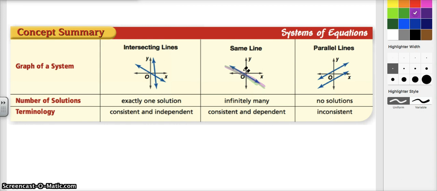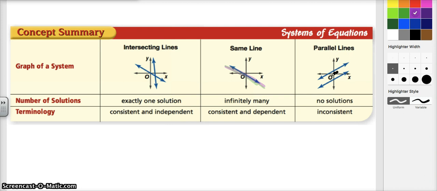Dependent seems like you've got the same graph. Dependent means this graph depends on the other graph. They're the same line, so they're dependent. These two lines are independent; they're different. That's one way to help you decide what's going on.